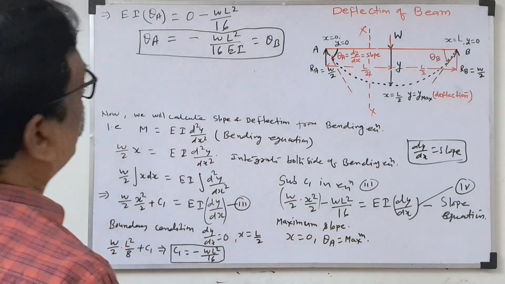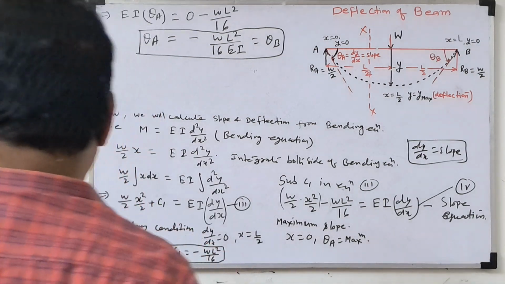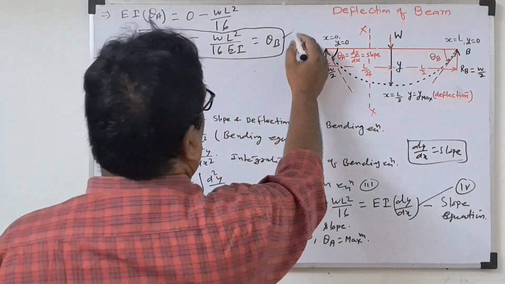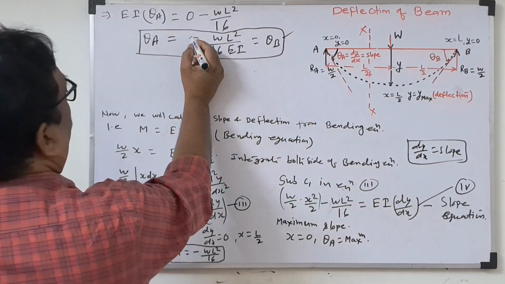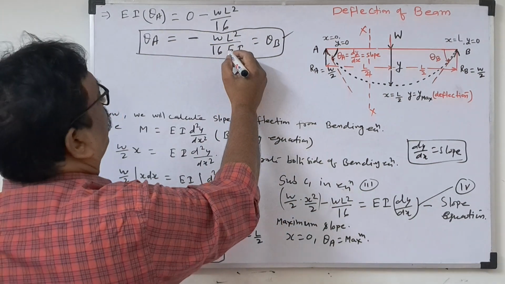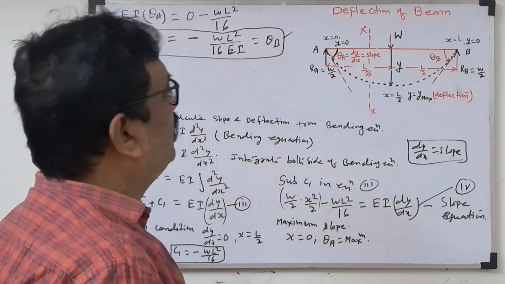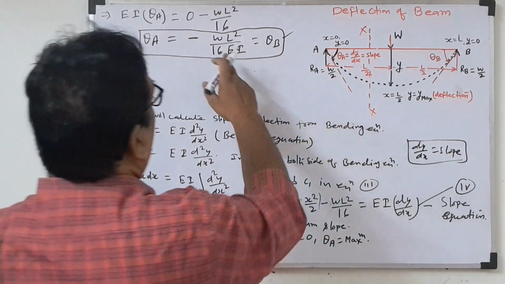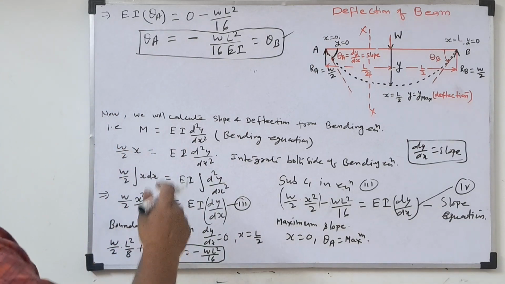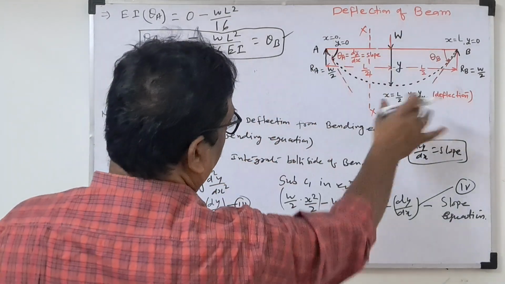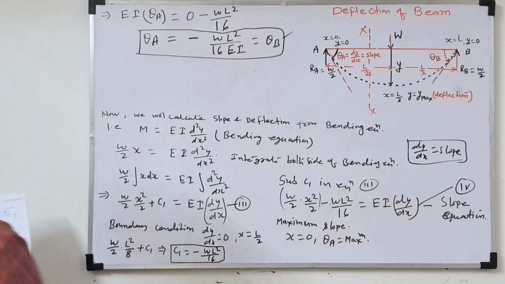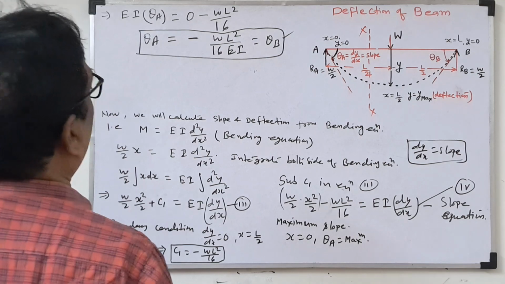This is the slope we got for the simply supported beam carrying the central load. Sometimes a problem will ask, so remembering this formula itself will be enough. Find the slope at point A, point B: we substitute into this formula and get the answer. The negative sign indicates the slope is downward for the beam. Now we need the deflection.